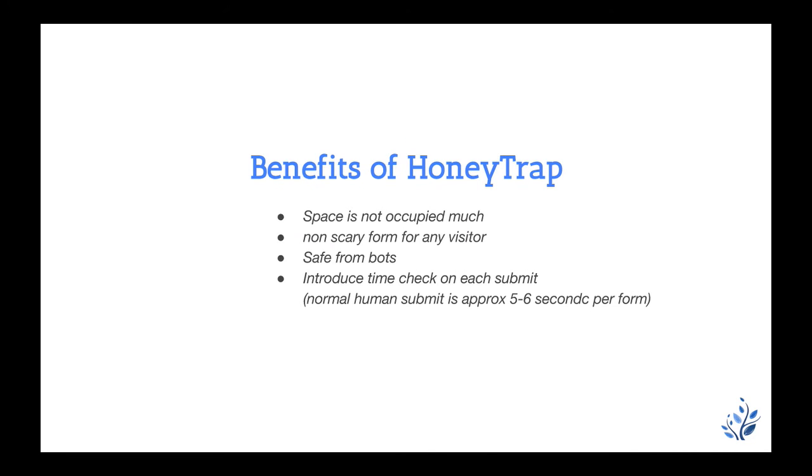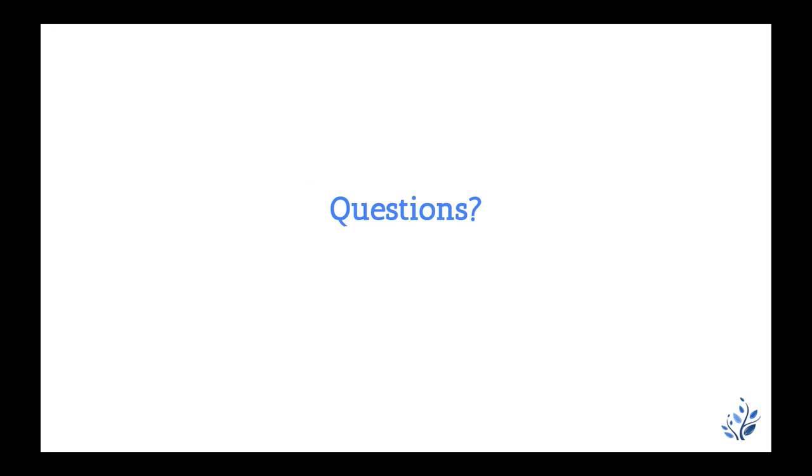This technique is called a honey trap, and the benefits are that we don't have to take up space for captcha, so the form looks very clean. It's no more scary to read for any visitor, and of course it's safe from bots. Also we can introduce a time check on each submit, where we can set like 5-6 seconds per form, because users cannot send information within 5-6 seconds or submit multiple forms, so this is another add-on check we can use for human interaction.